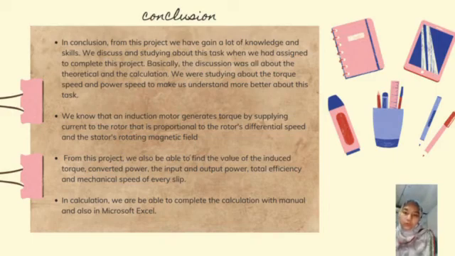We also know that an induction motor generates torque by supplying current to the rotor that is proportional to the rotor differential speed and the stator rotating magnetic field. From this project, we are also able to find the value of the induced torque, converted power, the input and output power, the total efficiency, and the mechanical speed of every slip.